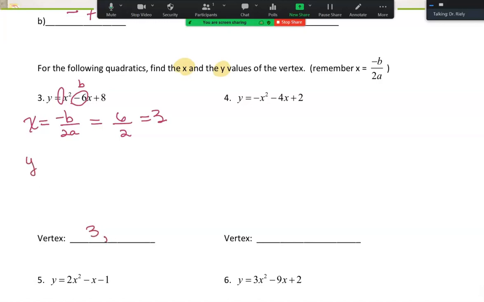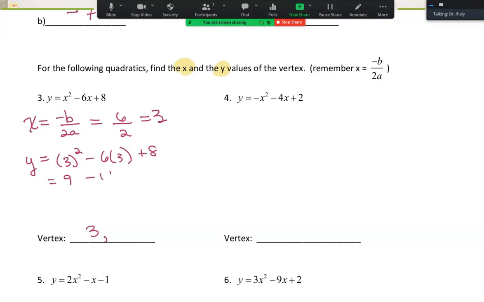Now let's figure out the y value. Plug in, so why don't I get rid of this so it doesn't confuse things. Okay, plug in for your x, the 3. So I need 3 squared minus 6 times 3 plus 8.